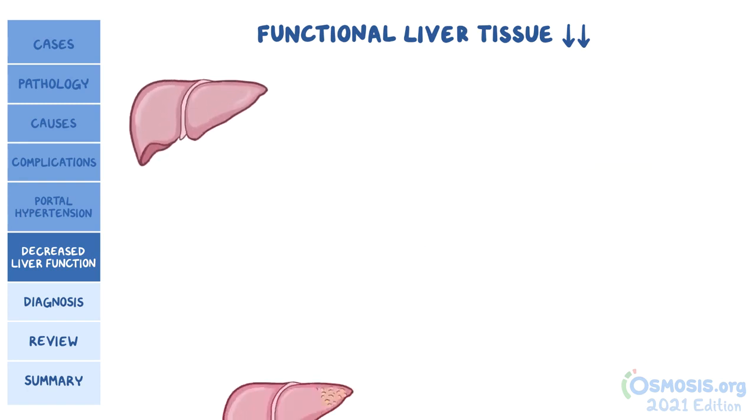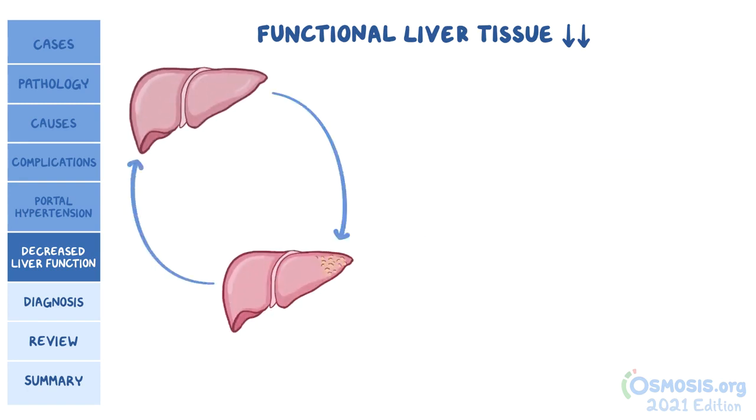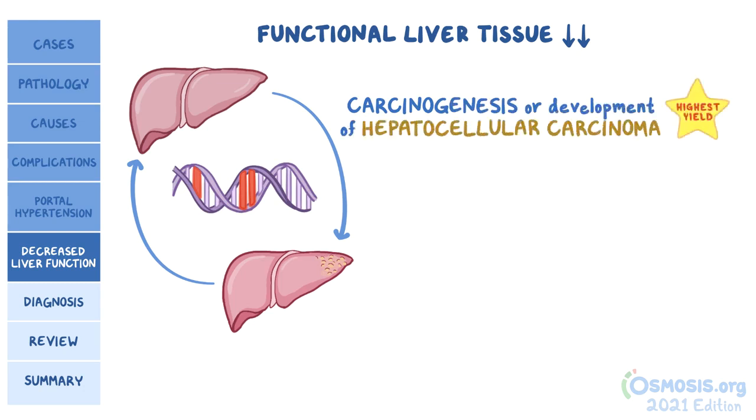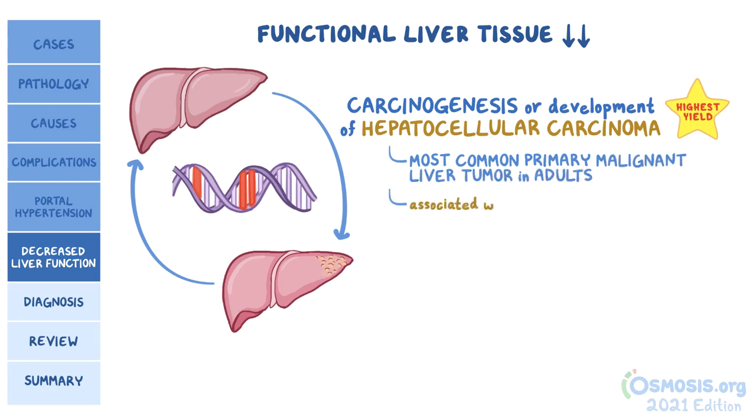Eventually, since the liver is in a constant cycle of damage and repair, it raises the chances of genetic mutations, potentially leading to carcinogenesis or development of hepatocellular carcinoma. This is the most common primary malignant liver tumor in adults. A high-yield fact is that it's associated with high levels of alpha-fetoprotein.